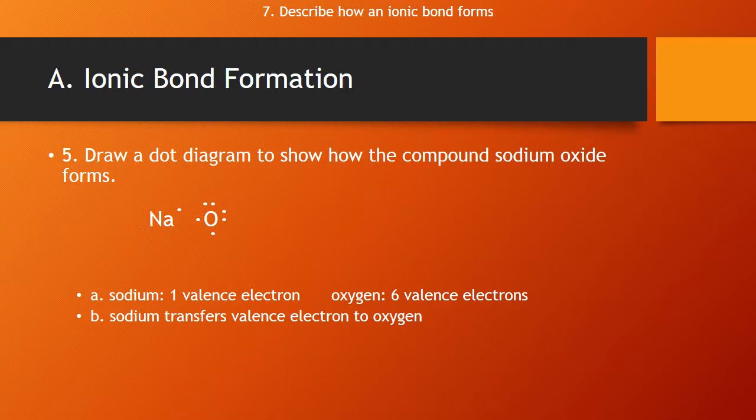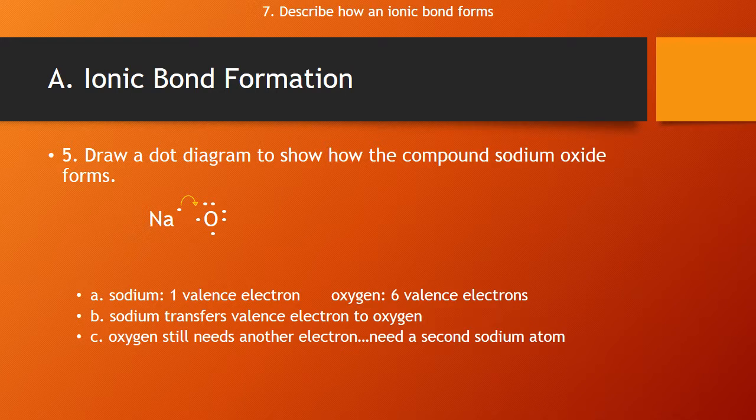We know that sodium wants to give up that valence electron, and oxygen needs to gain electrons. So sodium will transfer its valence electron to oxygen. And again, we can demonstrate that by drawing an arrow. But notice, though, that oxygen is still short an electron of its octet. It now has 7 valence electrons once it gained the one from sodium. It needs another electron yet.